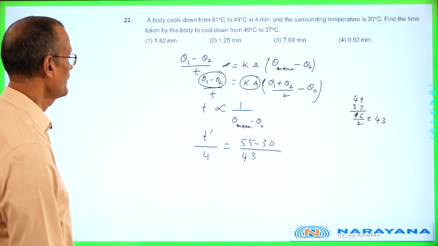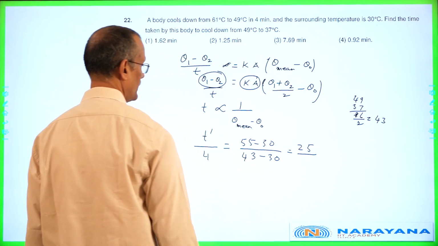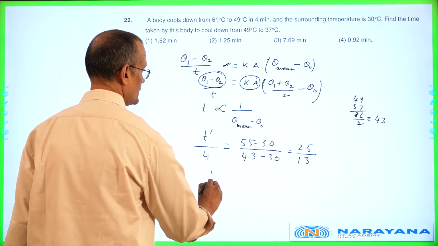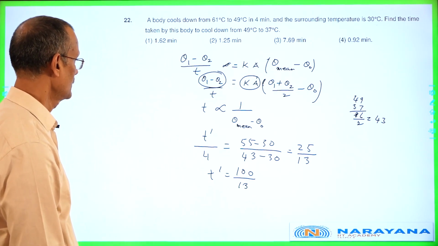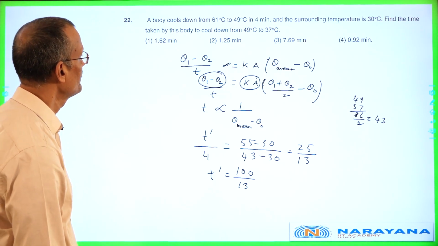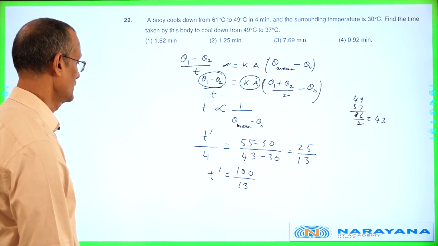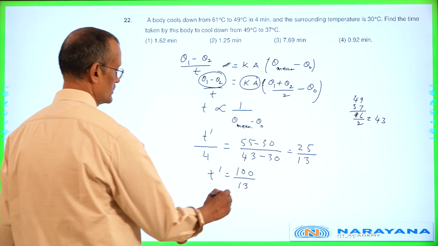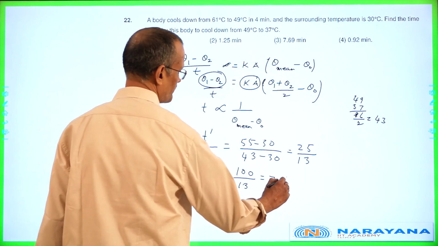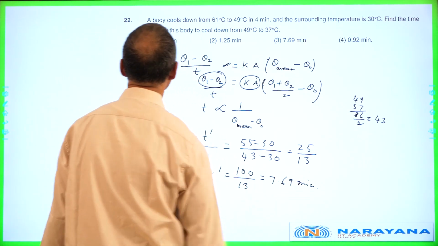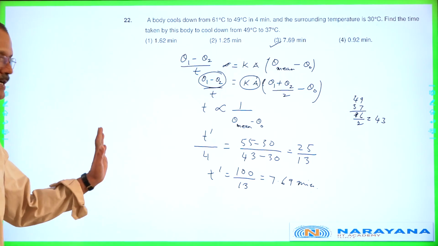There it is 55 minus 30, how much are you getting here? 25 by 13. So T dash will become 100 by 13. It will be 100 by 13. So, dividing 13 into 7, 91, 7 point, so this is nearly 7.7, 7.69 minutes. Your answer for number 22 will be number 3. Tell me, did you follow? Is it clear to you?